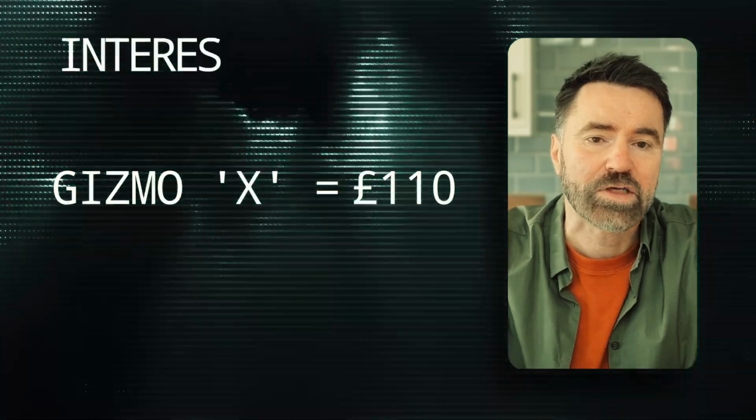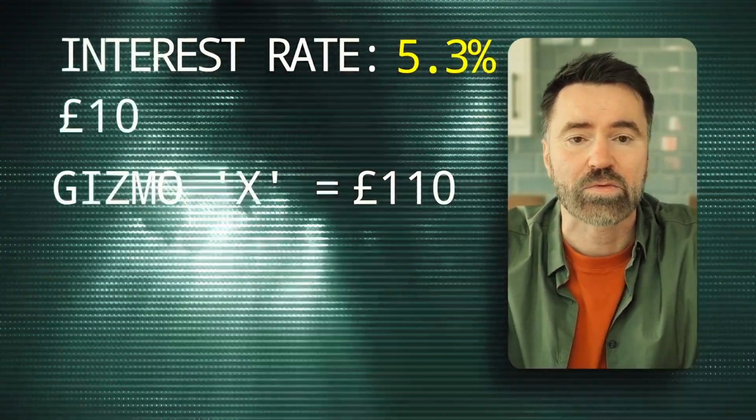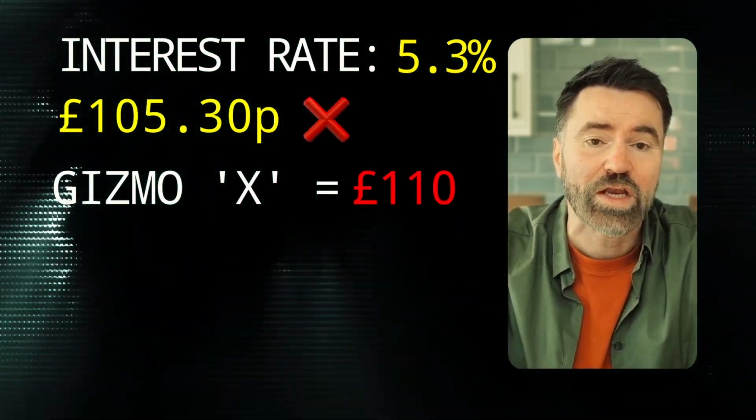Well, a typical interest rate right now is 5.3%. So my £100 would now be worth £105.30. Still not enough to buy Gizmo X. I can't buy now what I could buy last year. I've become poorer. Now, if only there was a way for my money to increase in value more than the speed at which prices are rising.